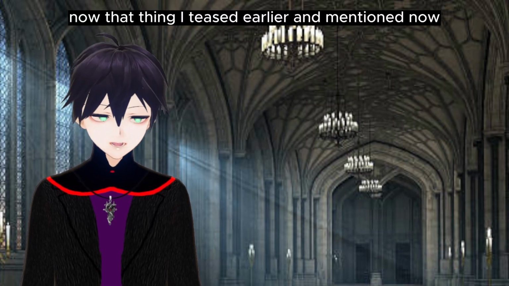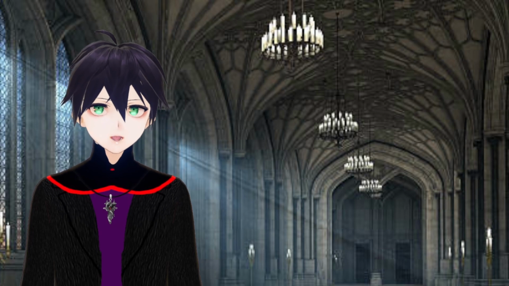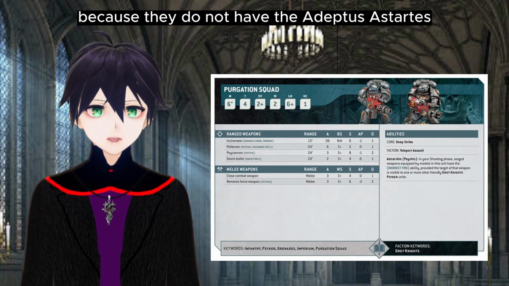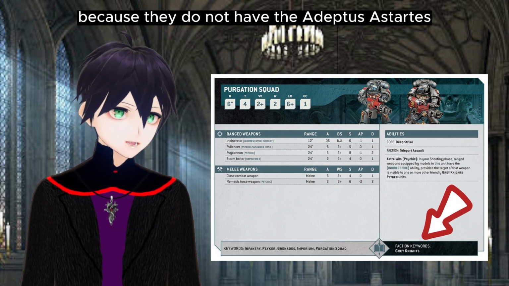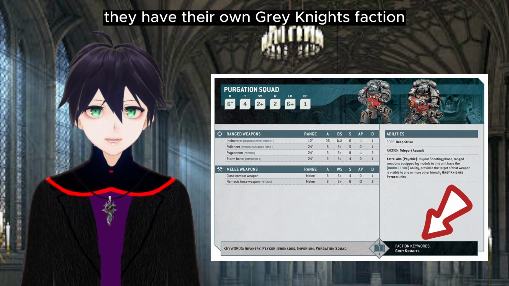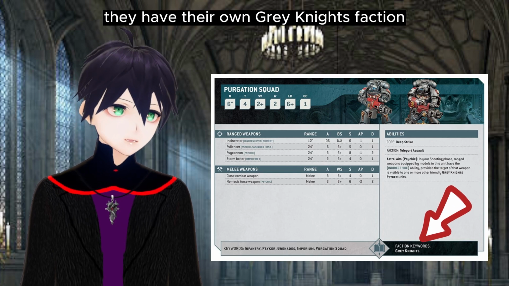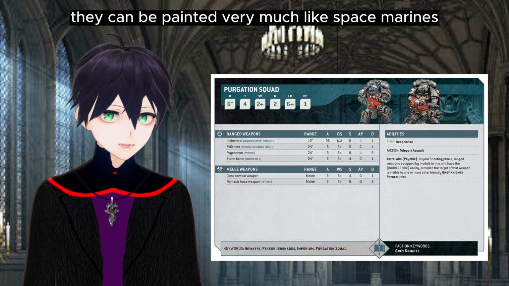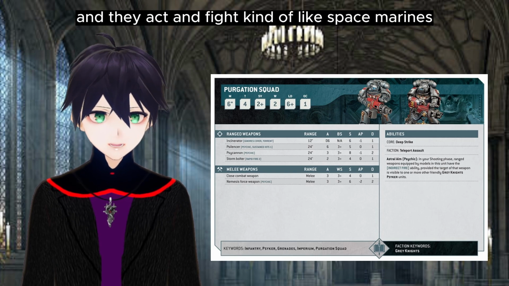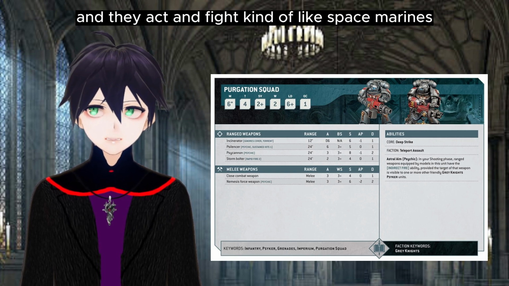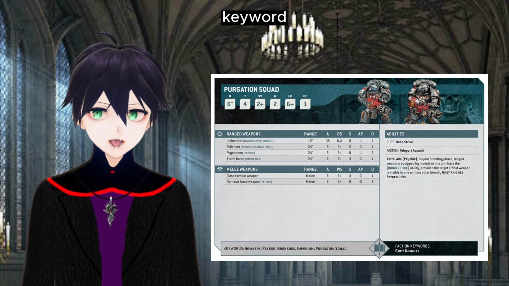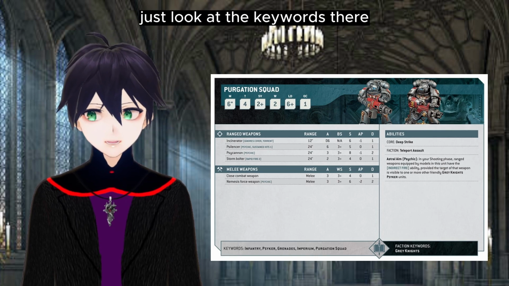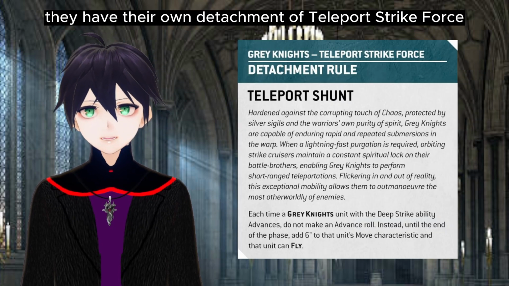Now, that thing I teased earlier and mentioned now. Grey Knights. Grey Knights cannot use any of these because they do not have the Adeptus Astartes faction keyword. They have their own Grey Knights faction. So even though they look like Space Marines, they can be painted very much like Space Marines, and they act and fight kind of like Space Marines. They're not Adeptus Astartes keyword, so ignore the lore. Just look at the keywords there. They have their own detachment of Teleport Strike Force.